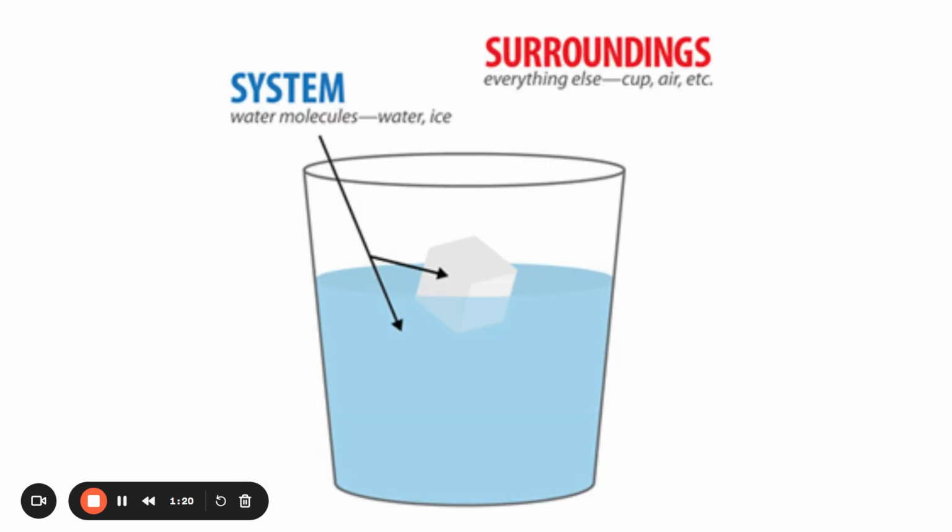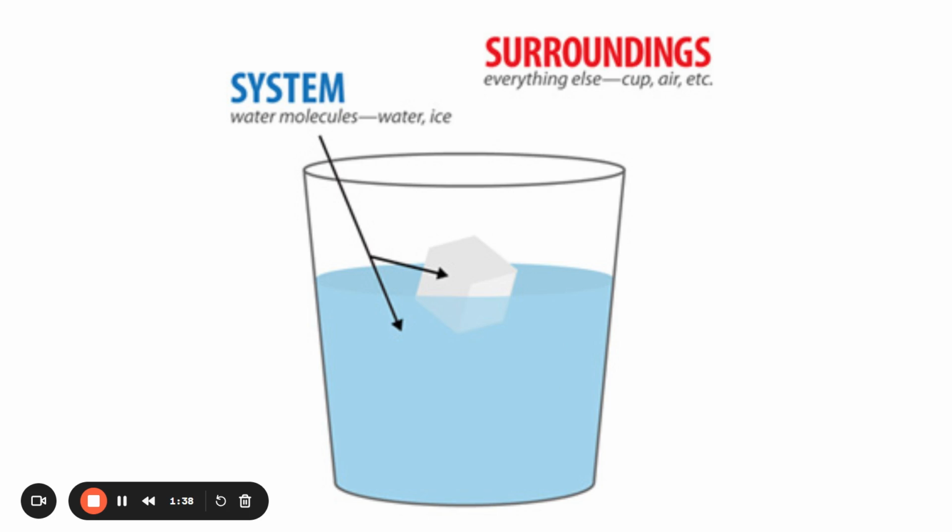The universe is everything. All of the things together are the universe. In this picture, if you say your system is anything that is made up of water molecules, that's going to include this liquid water. It's also going to include ice. Ice is our solid water, right? But all of those are still water, just in different phases.